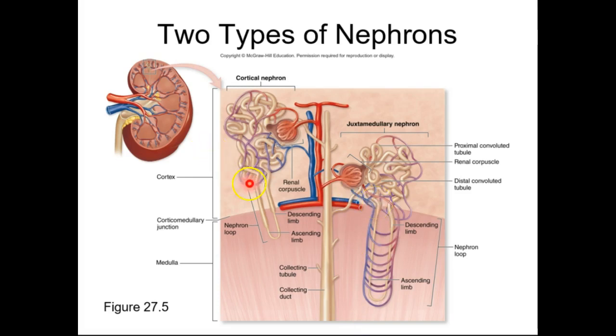Nephrons have a structure known as the nephron loop. The old school term for this is loop of Henle, nephron loop of Henle. The cortical nephrons, the nephron loop does dip into the medulla, into the pyramid, but only a little bit. Whereas juxtamedullary nephrons dip very far into that renal pyramid, into that medulla.